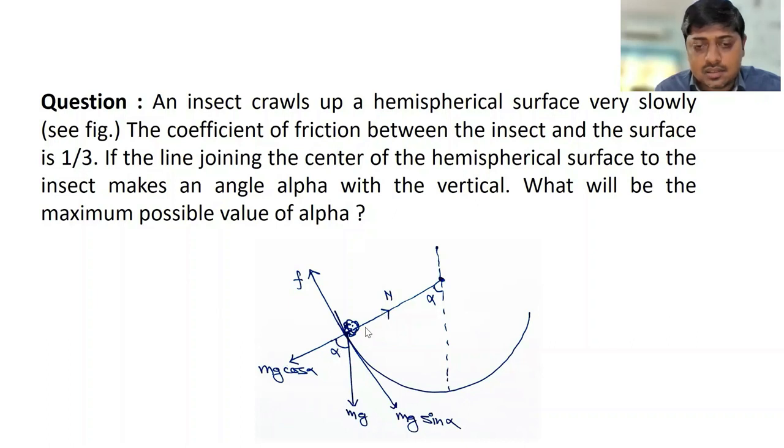This is acting in this direction, that is perpendicular to this surface. And this is also along the line joining the insect with the center of this hemisphere. And it's making an angle alpha with this vertical line.